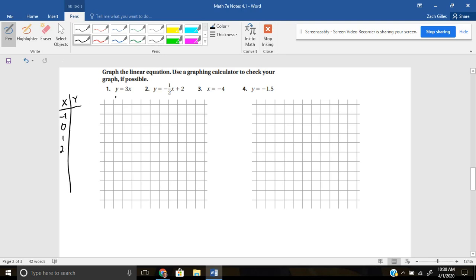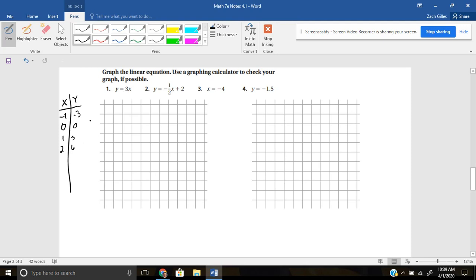When X is -1, what is my Y? Well, 3 times -1 is -3. And there you can see this will be my point. -1, -3 for my first point. When X is 0, 3 times 0 is 0. So 0, 0 is another point. When X is 1, 3 times 1 is 3. And then lastly, when X is 2, 3 times 2 would give me 6.